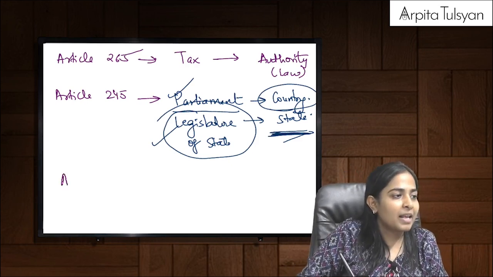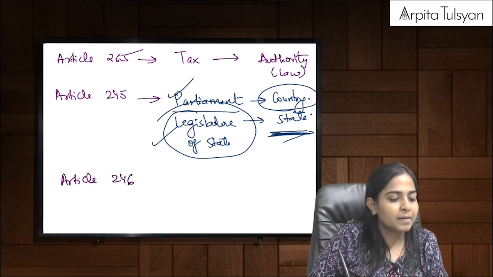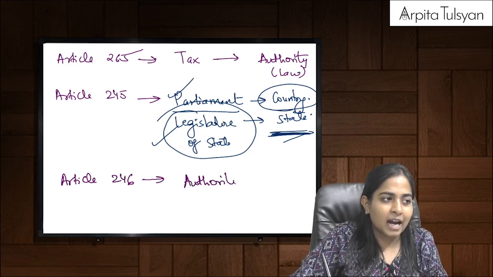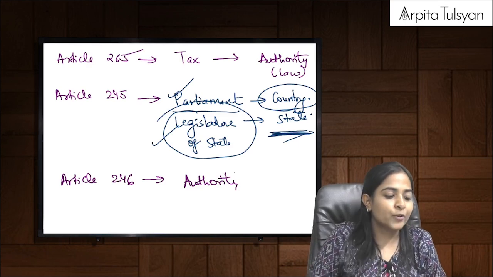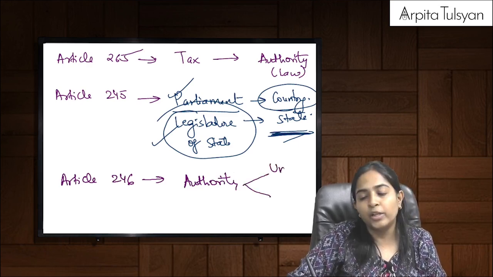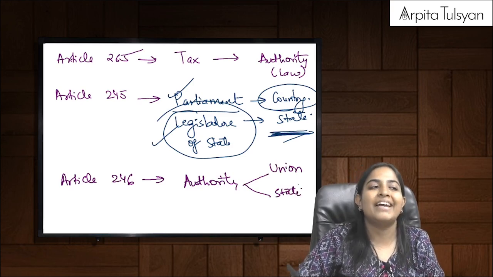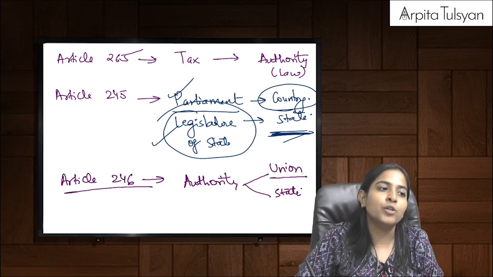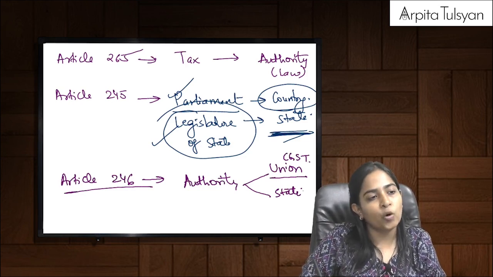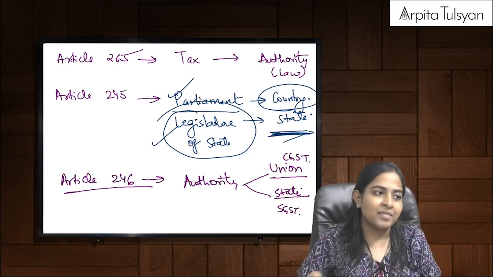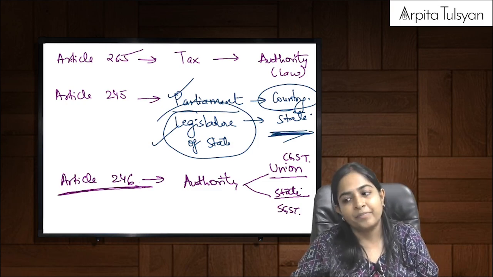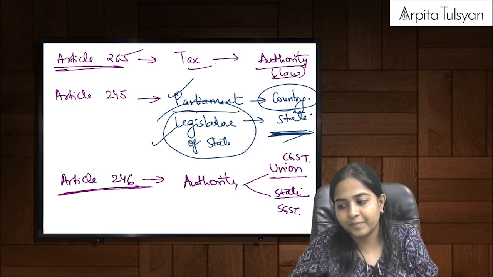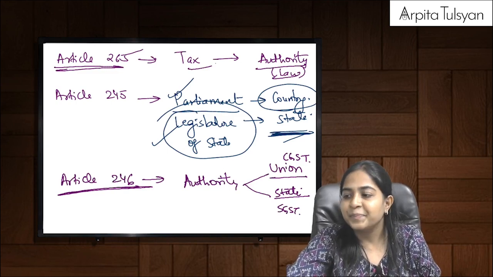Okay. Similarly, Article 246. Article 246 of the Indian Constitution gives authority to the Union and state to levy respective taxes. Example, Article 246 gives authority to the Union government to levy CGST. It gives authority to the state to levy SGST. So this is an article which gives the authority. This was an article which was telling that if there is any authority, then only tax can be levied. Very clear with this? Yes?